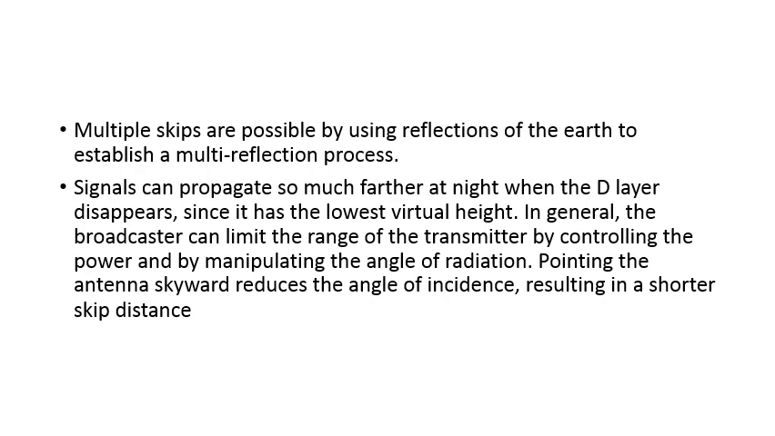So we can conclude that multiple skips are possible by using reflection from Earth to establish a multi-reflection process. And the signal can propagate much farther at night when the D layer disappears, since it has the lowest virtual height. In general, the broadcaster can limit the range of the transmitter by controlling the power and manipulating the angle of radiation. Pointing the antenna skyward reduces the angle of incidence.